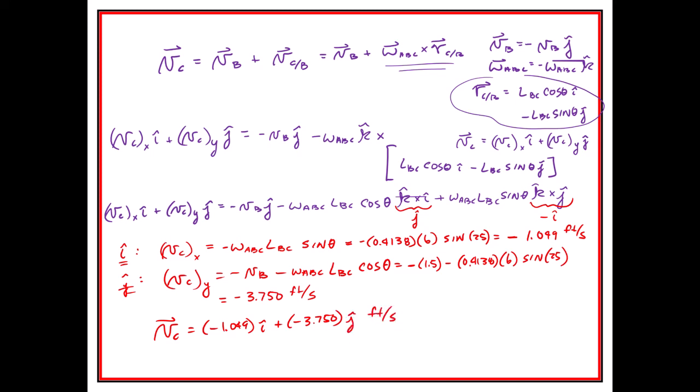But more often than not, we want the magnitude and the direction of the thing. So we find the square root of the sum of the squares of V_C. We find that to be 3.894 feet per second. And if we want to get the angle, I don't like to use theta for this.